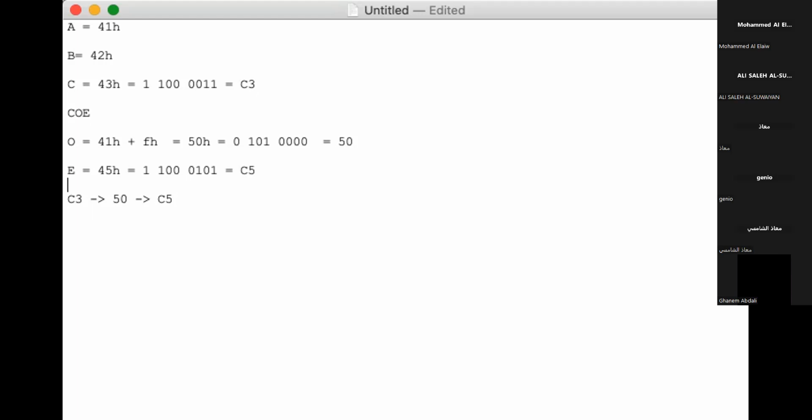Any question about this? How does the O become 50? Count now. The A is 41, right? Yes. In ASCII, the letters are stored in a consecutive manner. A is 41, B is 42, and so on and so forth. So if you reach the O, it is going to be 15 letters after the A, right? 15 codes after the A. So we add F to 41 to get 50.